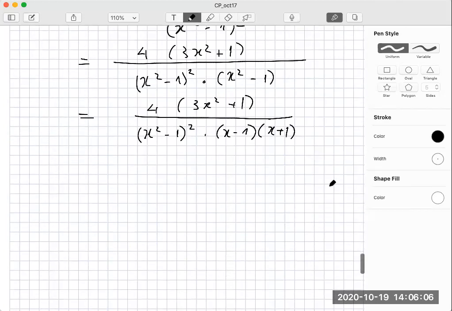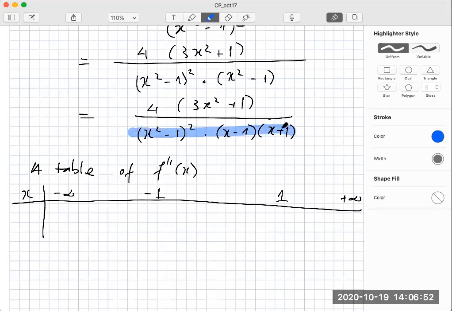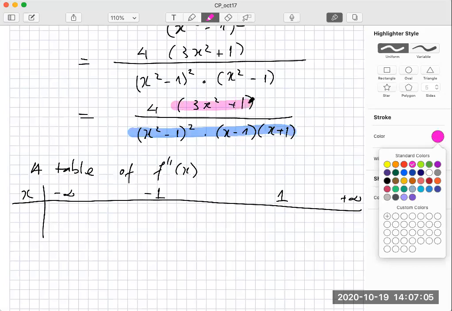Let us see. Now, again, we need to make a table, right? Of f prime prime. We do similar things. We consider the value of x here from negative infinity to positive infinity. And we know that this function is not defined at -1 and 1, right? When we solve this equation, we set it to be 0. Can we find any solution? This one is always different from 1. It is not 0. And when we solve this, it is equivalent to the numerator equal to 0, right?